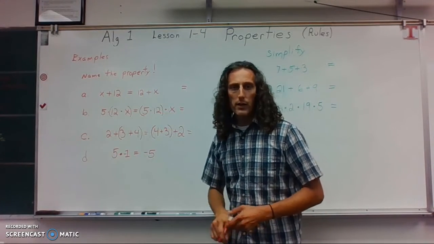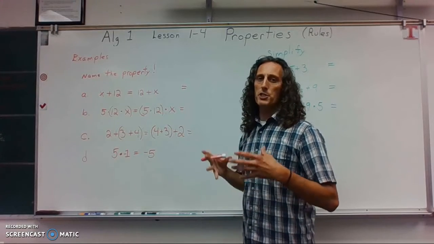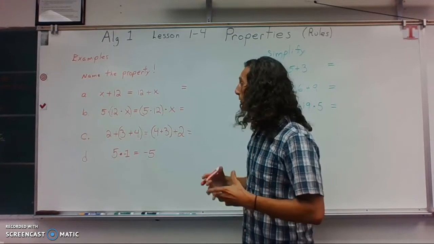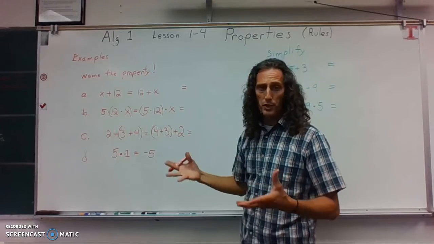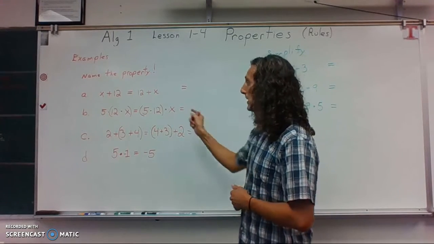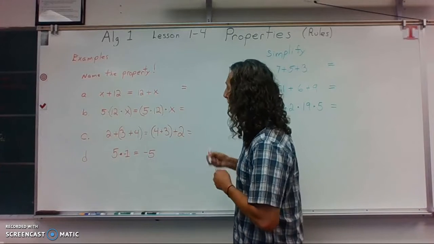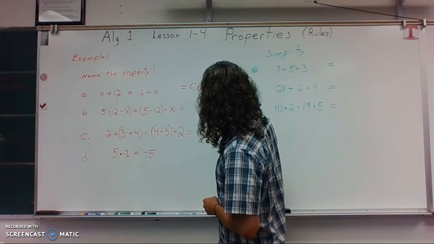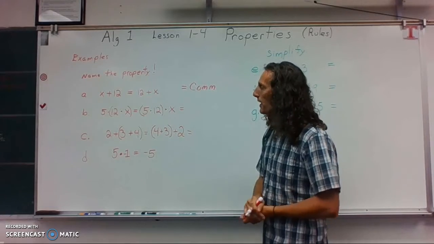So you ask yourself, am I changing the order or am I changing the grouping? Is there a -1? Is there a 0? Well, obviously there's no -1, no 0. There's no parentheses, so it's not grouping. So the only thing that we're changing is the order. So A would be the commutative property. I'm just going to put COM for commutative property.